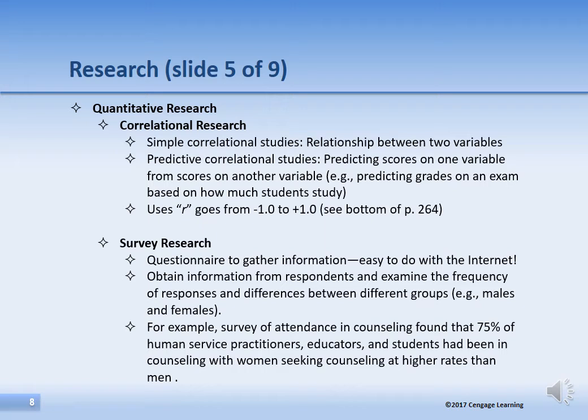Survey research also obtains information from respondents, and the researcher is able to examine the frequency of responses and the differences between groups. For example, do males and females complete the survey differently? An example of survey research includes the survey of attendance in counseling, which found that 75% of human service practitioners, educators, and students have been in counseling, with women seeking counseling at a higher rate than men.